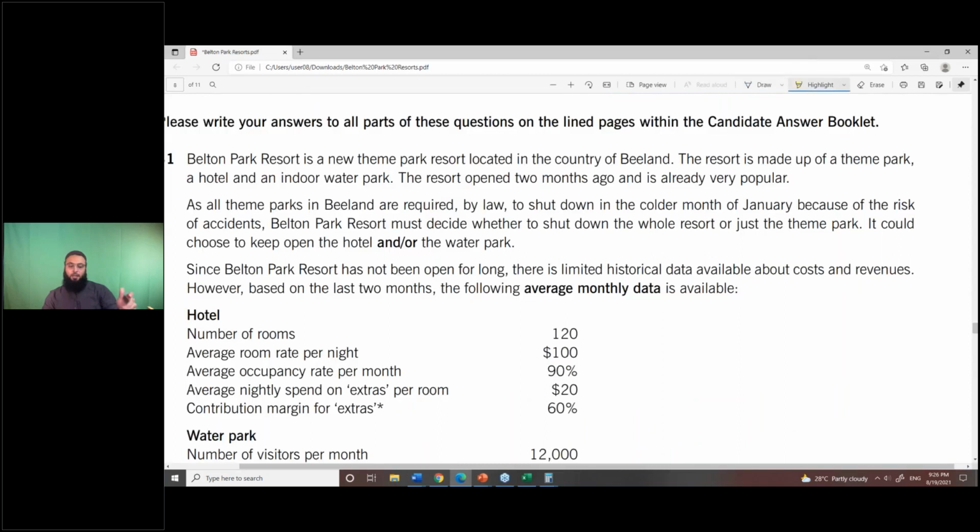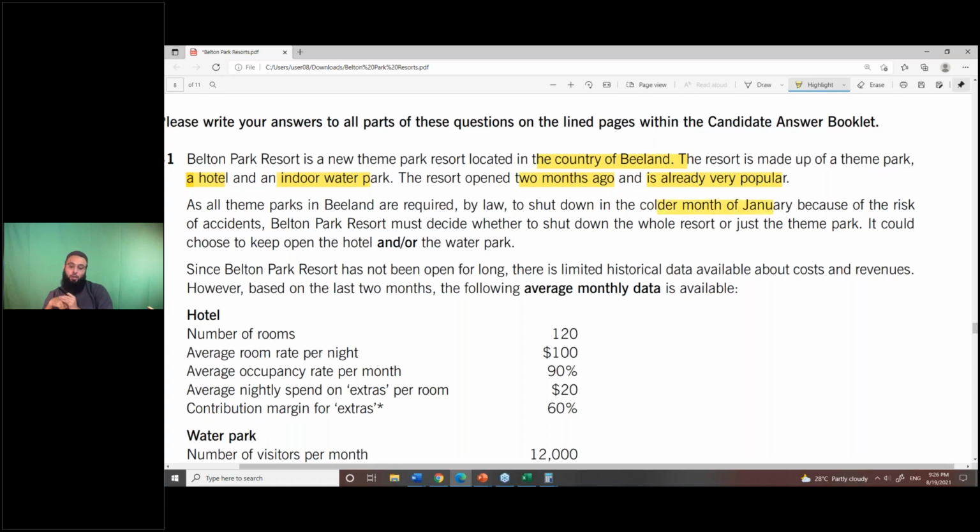Belton Park Resort is a new theme park located in the country of B-land. The resort is made up of a theme park, a hotel, and an indoor water park. So water park is what you are doing, and theme park is what, a hotel is what I'm doing here. The resort opened 2 months ago and is already very popular, as all theme parks in B-land are required by law to shut down in the colder month of January. So that's the decision you have to take.